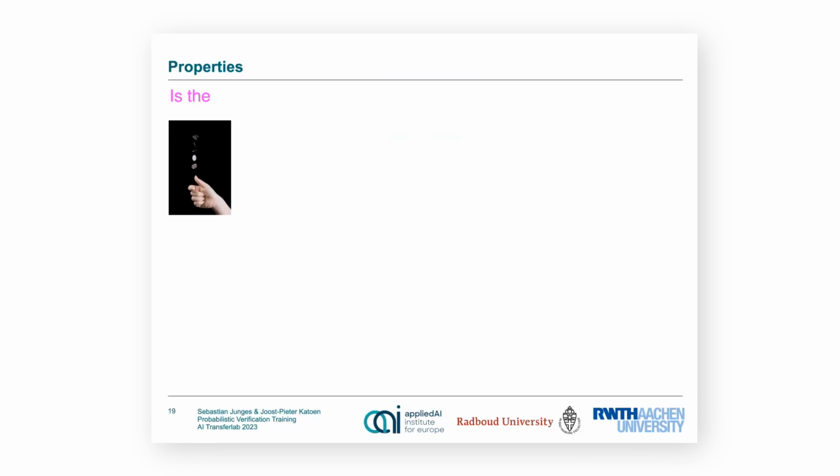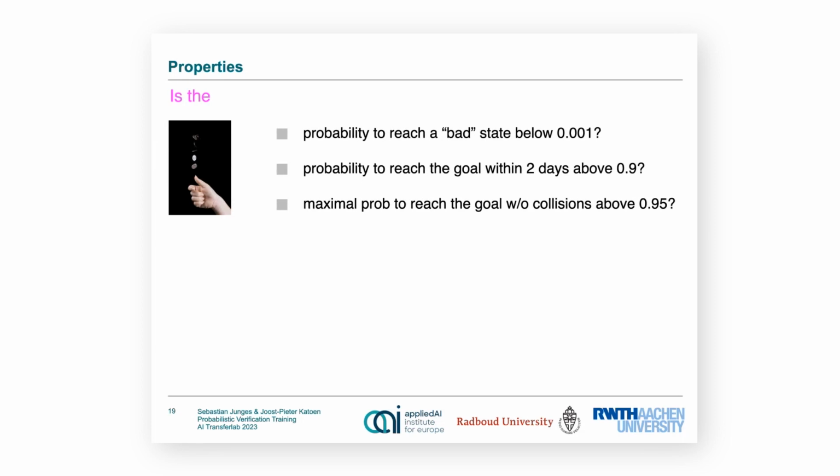So what kinds of properties can you check with model checking? Well, you can, for instance, ask: is the probability to reach a bad state, a state which is not safe, below, hopefully, a very low value, 0.001? Or is the probability to reach the goal state, hopefully a success state, within a certain deadline, let's say 2 days, above 0.9? Or, in terms of models that have non-determinism, is the maximal probability to reach the goal without collisions above a certain threshold?